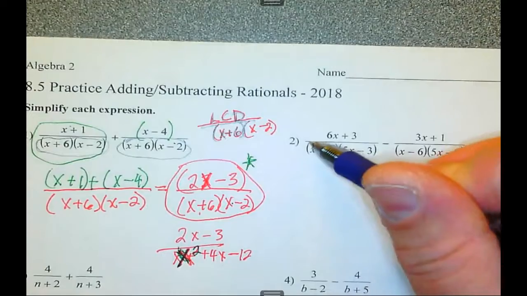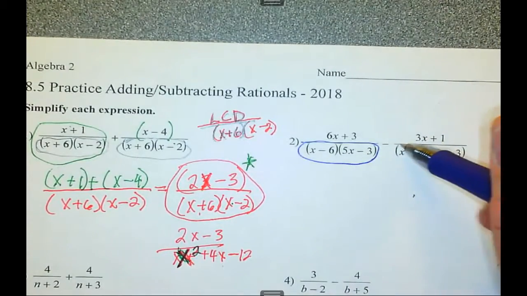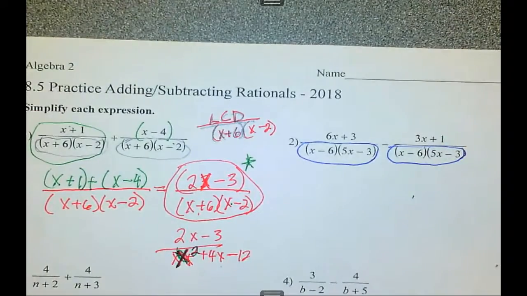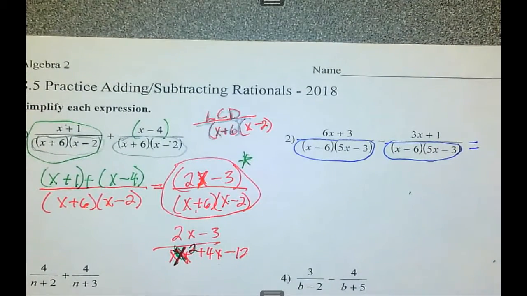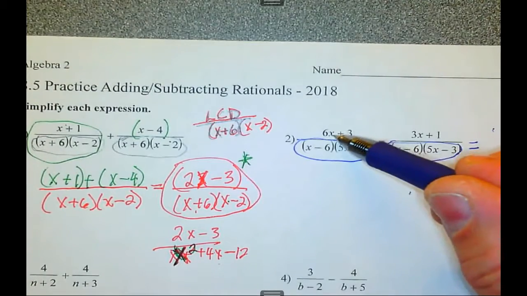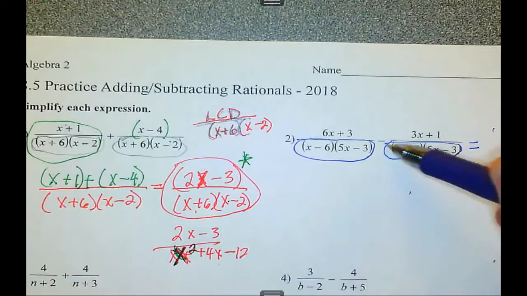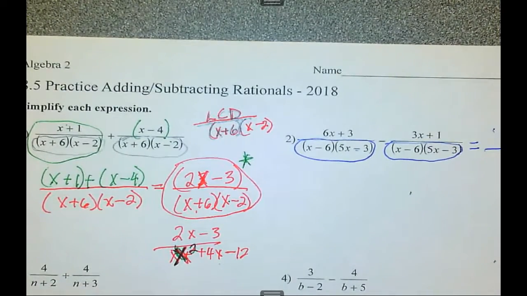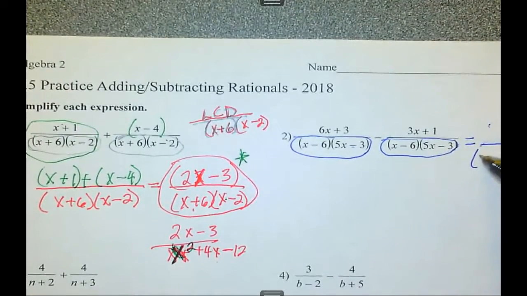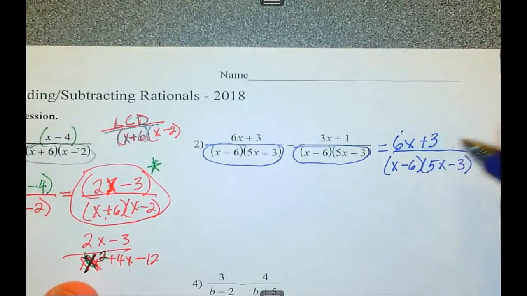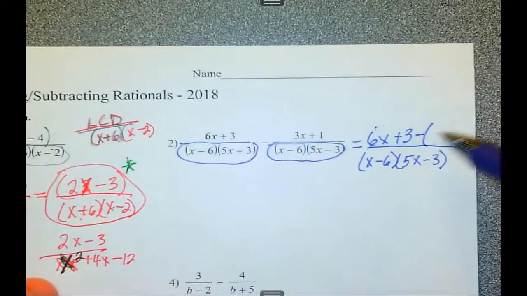Again, I have a common denominator, so there's nothing to multiply here. I'm going to factor this out, actually I don't have to because I have a common denominator in both. I'm going to leave it. So I have x minus 6, 5x minus 3, 6x plus 3, no, minus the quantity 3x plus 1.